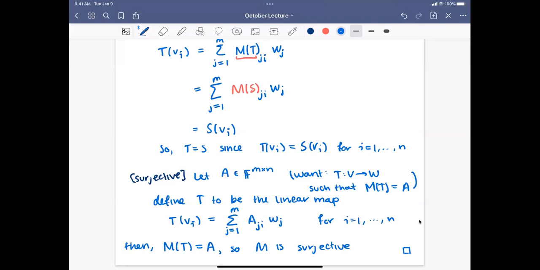Are there questions about this? Yeah, so basically, if I were to write down what M of T is, the coefficients in M of T would be exactly these A_j i, just because of the way we define T. So then we would have M of T equals A. Oh yeah, so we have this result that says if I can define a linear map just by what it does to a basis, that makes a linear map, and it's the unique one that does that.